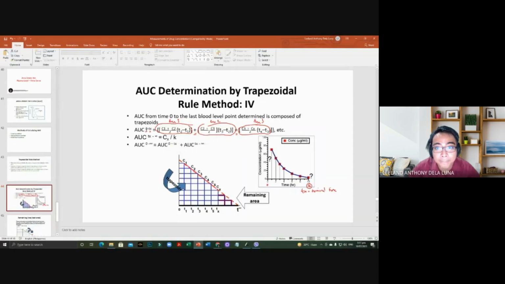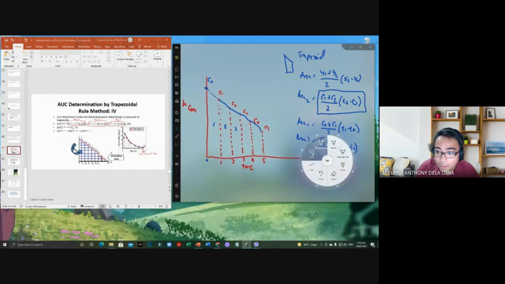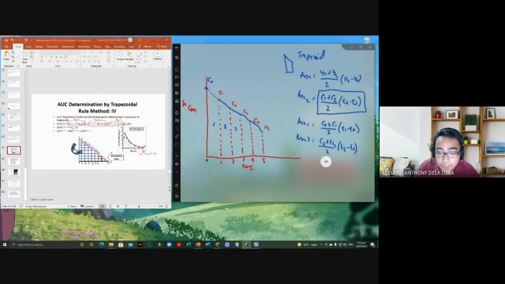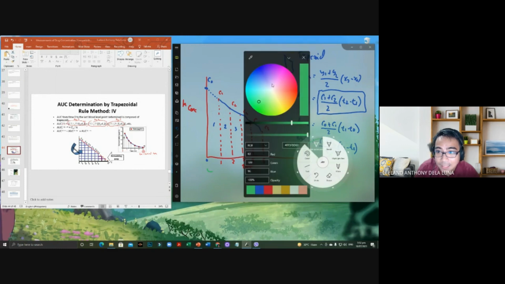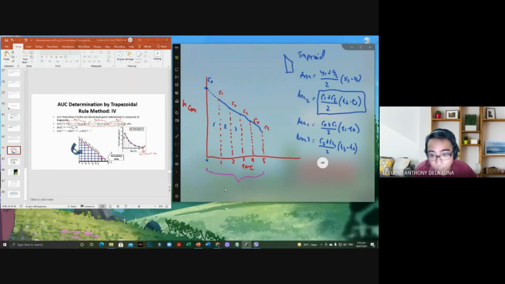Okay, so if we're looking at this, let's change color. Let's make it green, maybe purple. So from 0 to the 5th hour, this is my AUC from 0 to Tx. If I want to be more precise, that's the AUC from 0 to 5 hours.